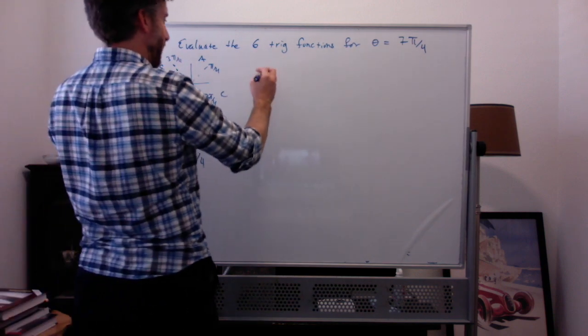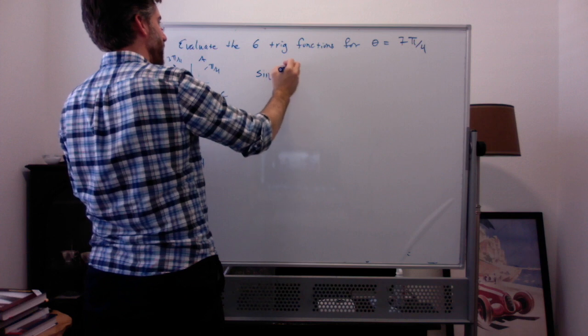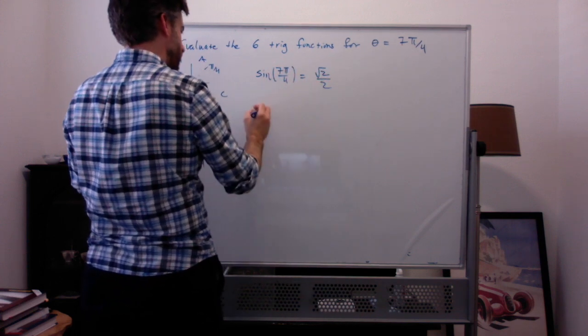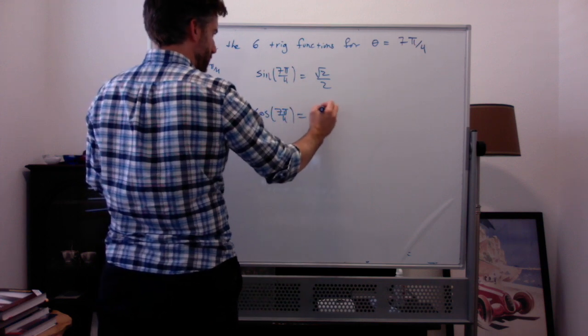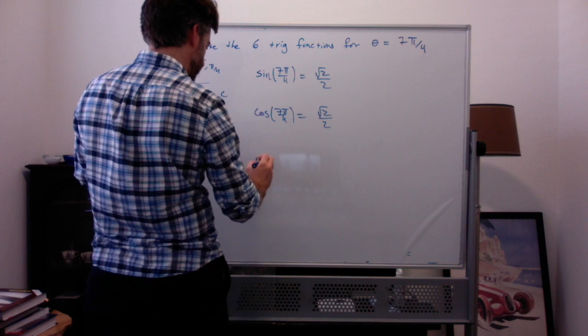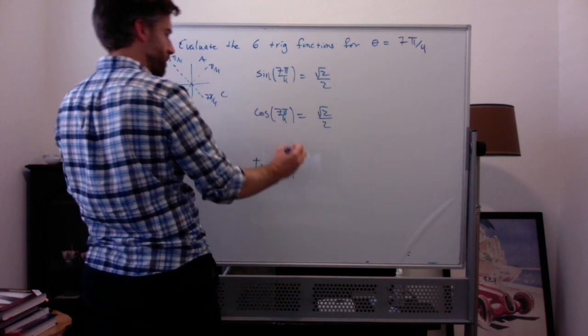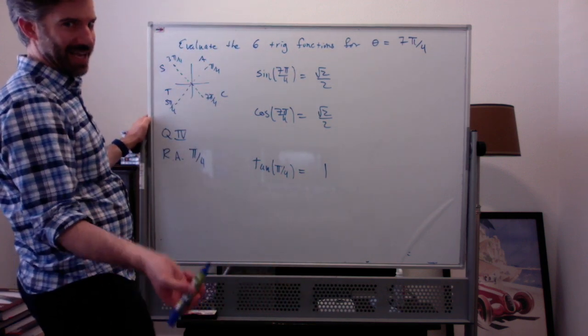So here's what I'm going to write, even though it's not exactly correct. I'm going to write sine of 7 pi over 4 is root 2 over 2, and cosine of 7 pi over 4 is root 2 over 2, and tangent of pi over 4 is sine over cosine, which is 1. And then I'm going to adjust the signs.